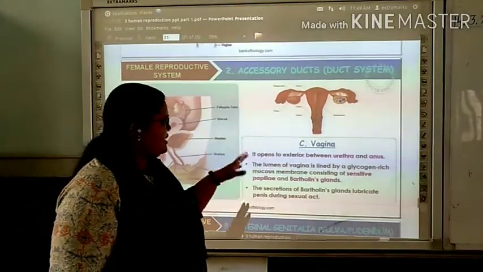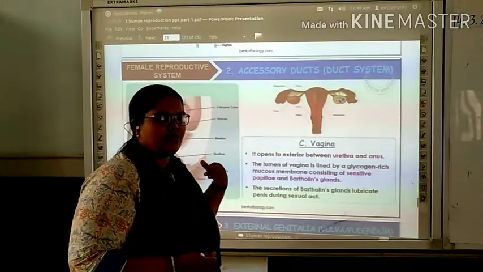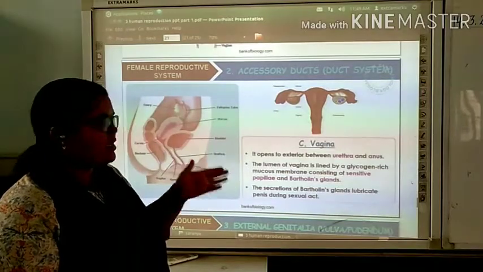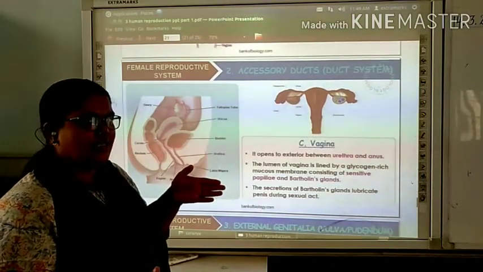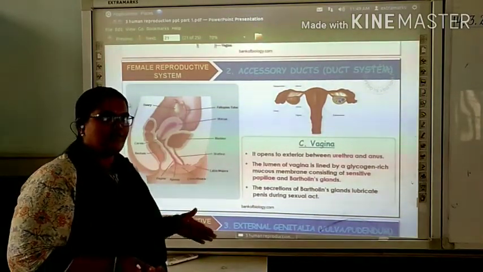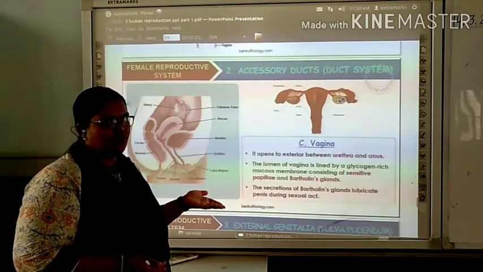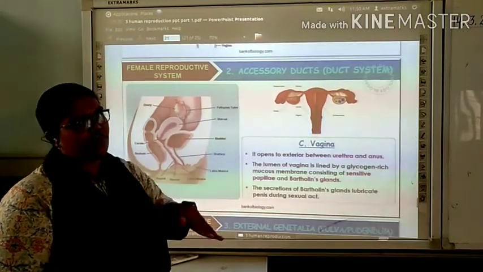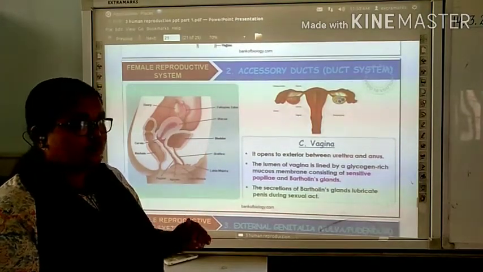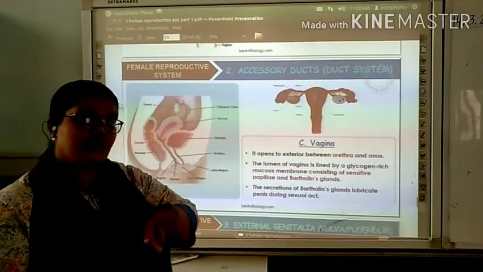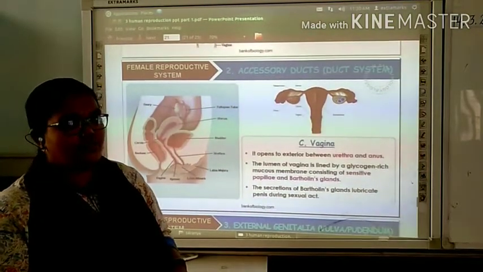So here you can see the vagina, which is the opening to the exterior, present between the urethra and the anus, right? Have to remember one thing: in female there is a separate opening for the urine passage, the urethra, and for copulation the vagina is another opening. Through the vagina, the ovum is not coming out. The sperm is going inside. That you have to remember, right?